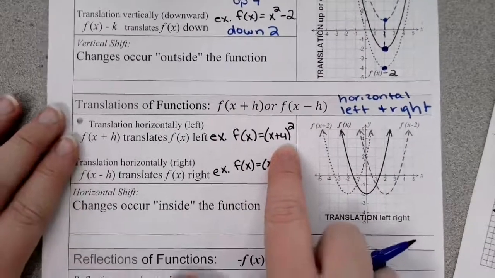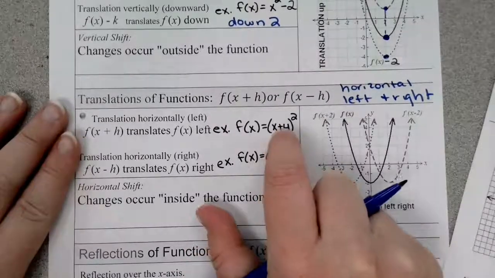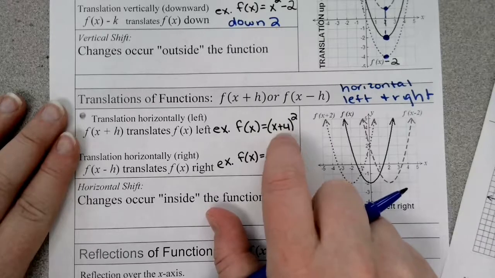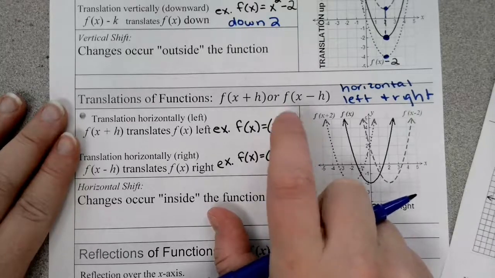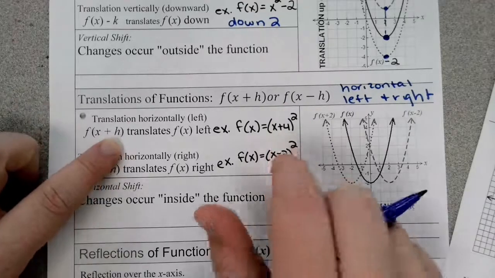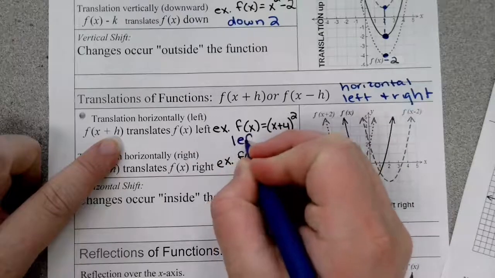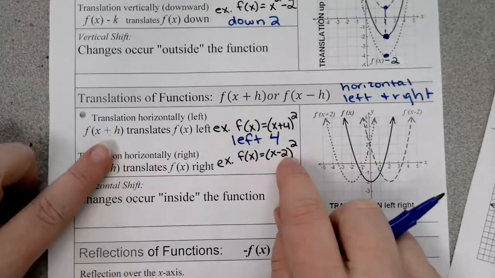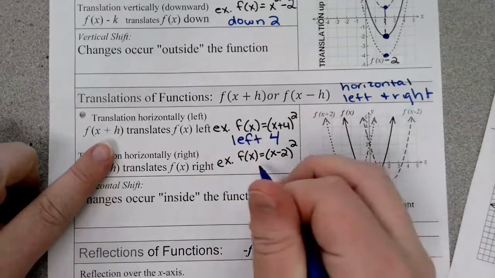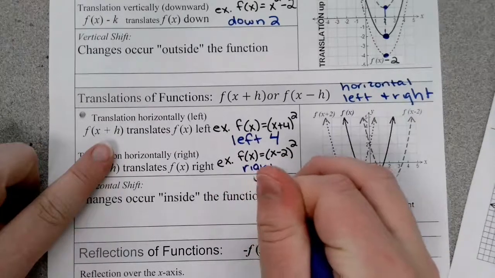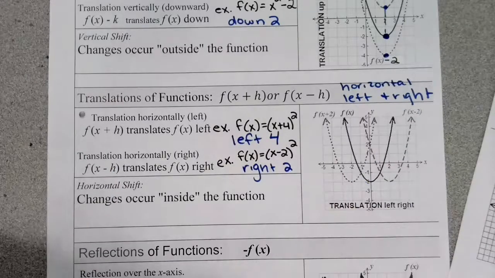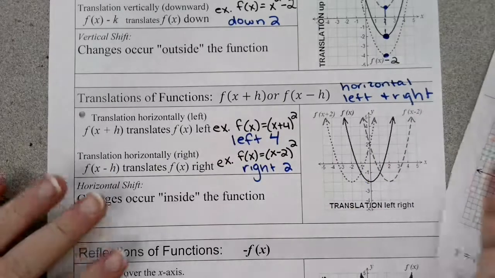Now you have to be careful. Your instinct would be to say that it would be right 4 because it's positive 4, but whenever we have a positive getting added on, it's actually going to go left that many units. So here would be left 4. Same thing for the next one. Minus 2 will make it right 2 units. So you actually have to think backwards when you're translating horizontally.